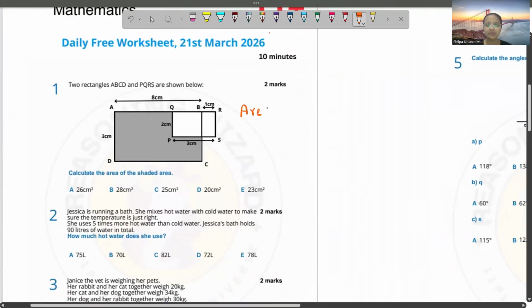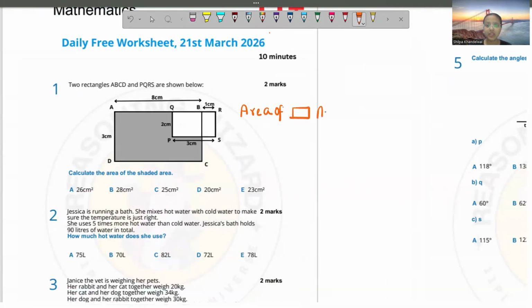Area of rectangle ABCD equals, as we know, length times breadth. Now everyone can see that the length is 8 centimeters and the breadth is 3 centimeters, which is here. Now, all you have to do is multiply. So, 8 times 3 is 24. So, your answer will be 24 square centimeters.